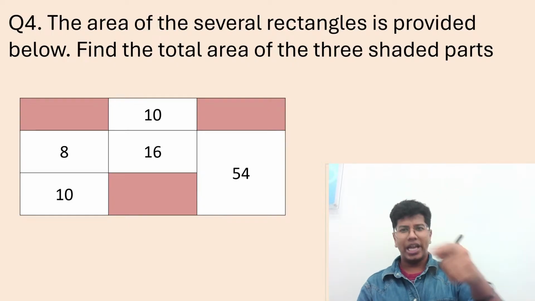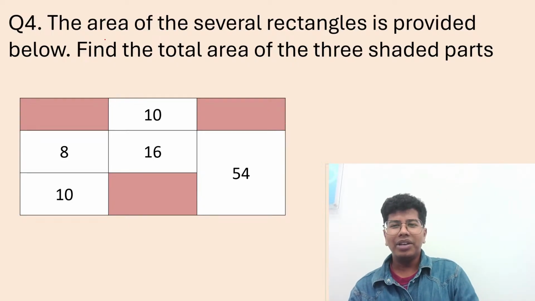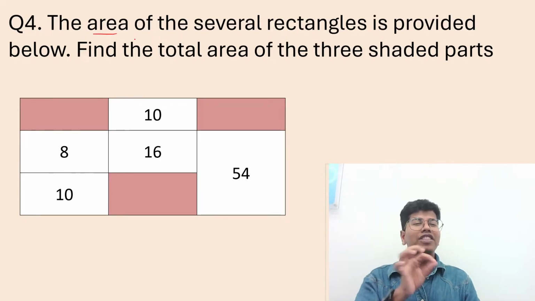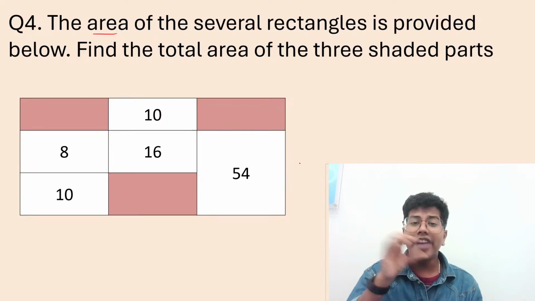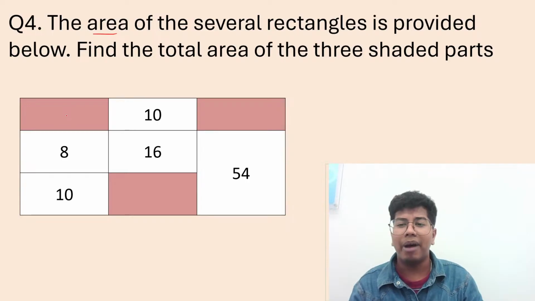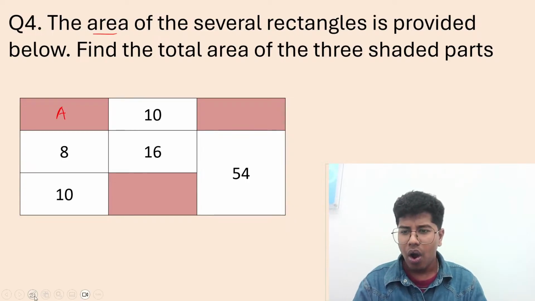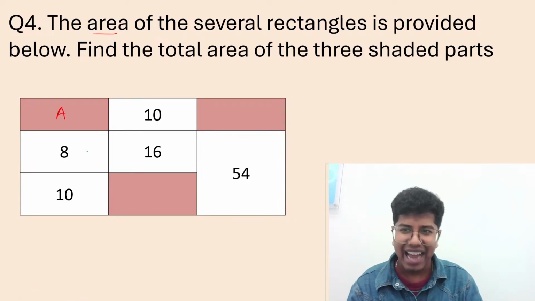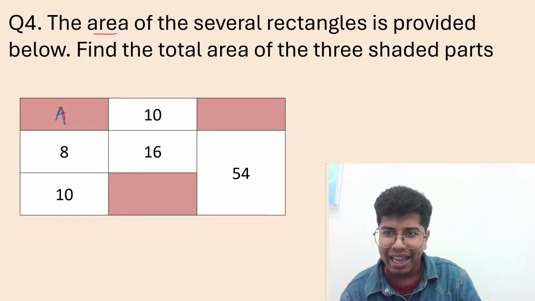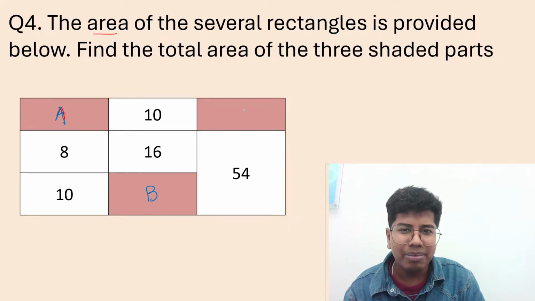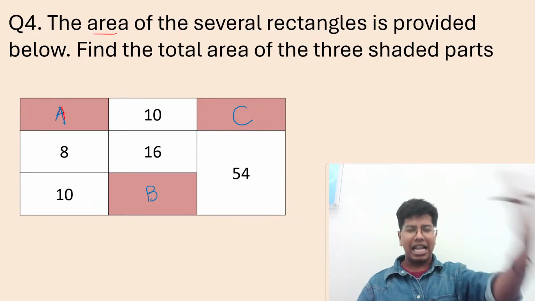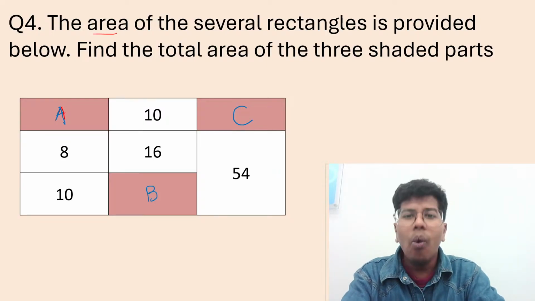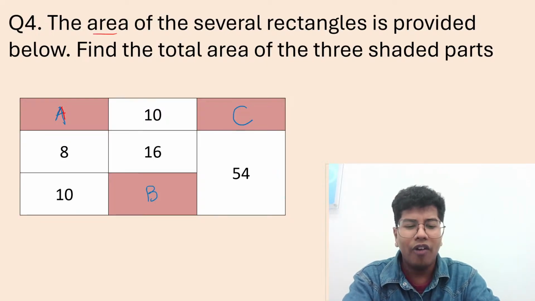The last question for today is about the area. Now here the question is, the area of several rectangles is provided below. Find the total area of the three shaded parts. Oh, we have to find out the area of the three shaded parts. Let's say this shaded part is A. Oh no, we cannot see it. Let me highlight it more. This is A. Let's say this part is B and this part is C. So basically there are three parts, A, B and C. And we have to find out what is the total area of these three parts.